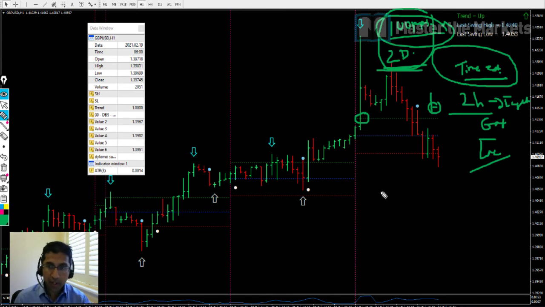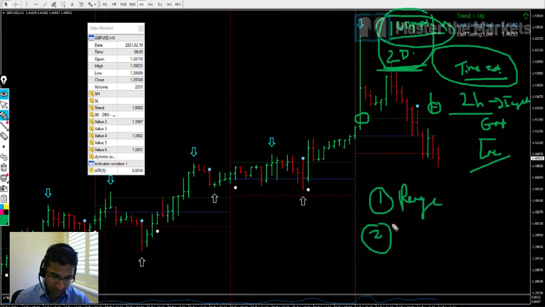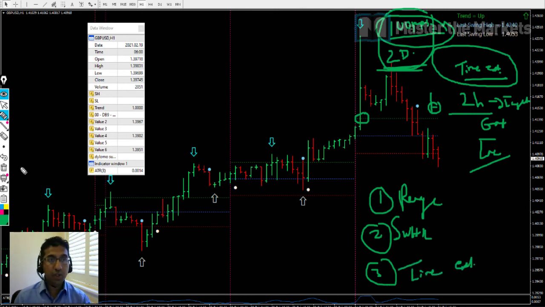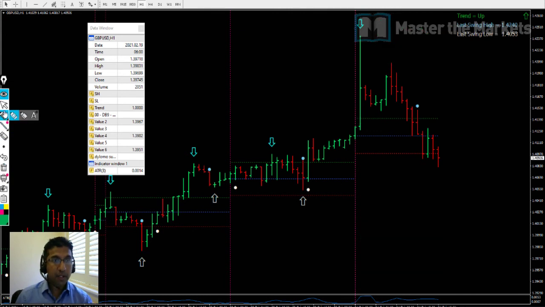So just a quick recap. First type of target, range target. Second type of target is based on a swing high and low on the higher time frames. And then the third one is what we call the time exit. Okay, so you can look at all these three types of exits to place your trade.